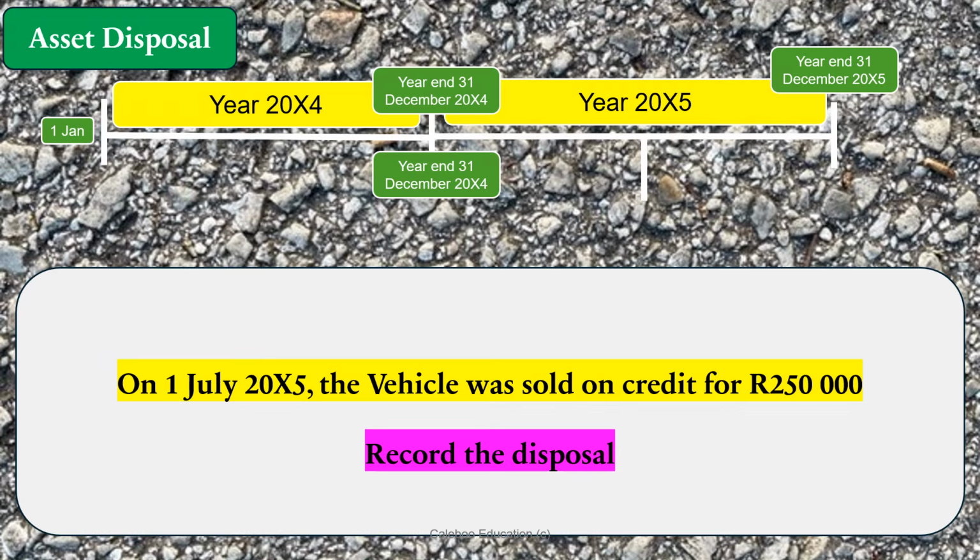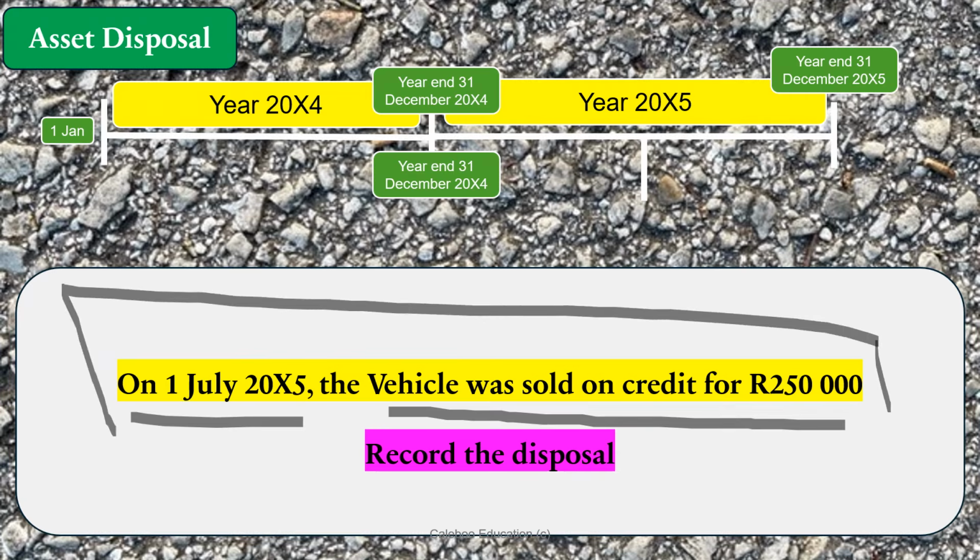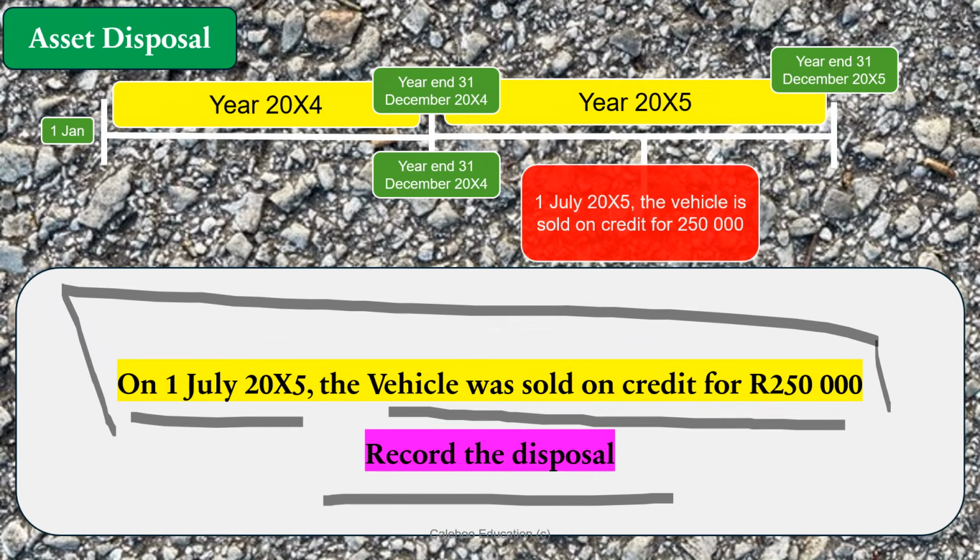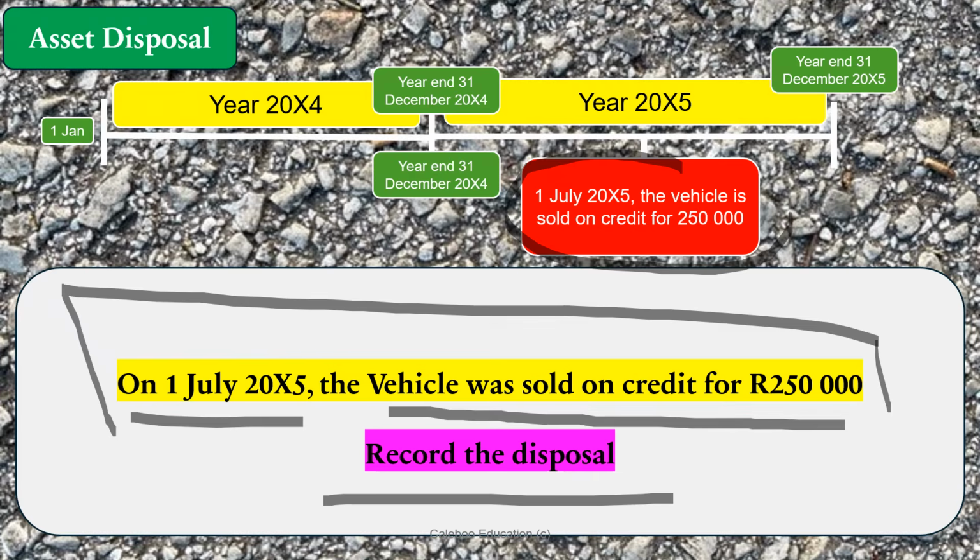Right, let's move on. On the 1st of July 2005, the vehicle was sold on credit for 250,000. Record the disposal of this vehicle, the sale of the vehicle. There's the date, 1st of July 2005, our second year we've had this vehicle. It has been sold on credit for 250,000.